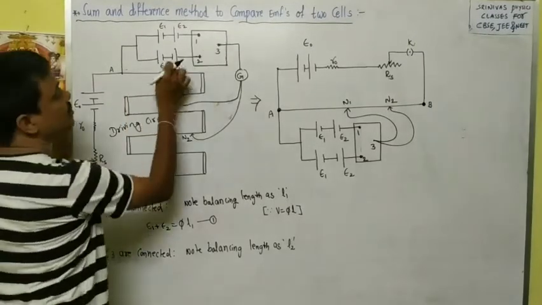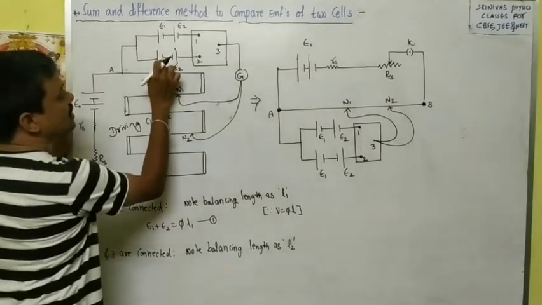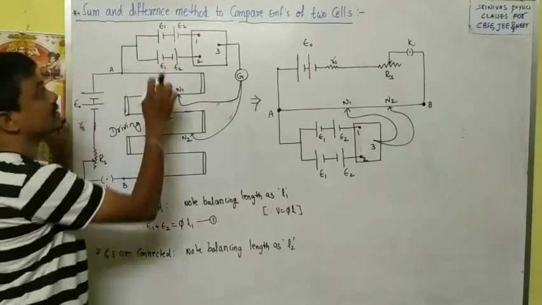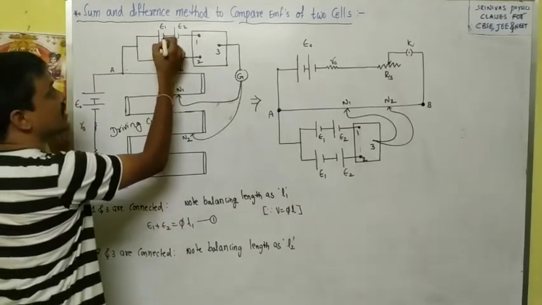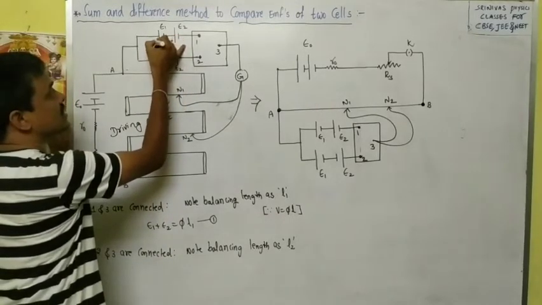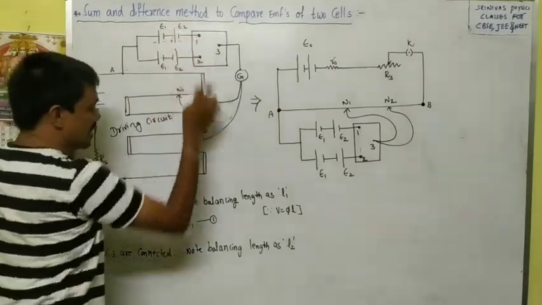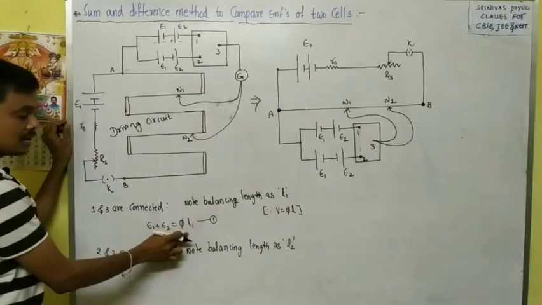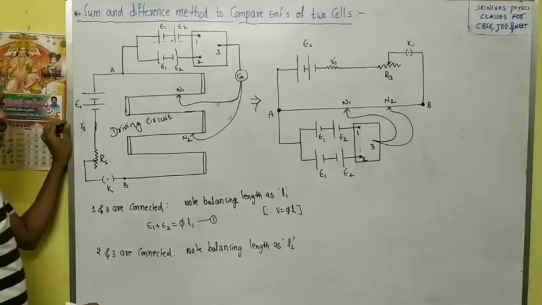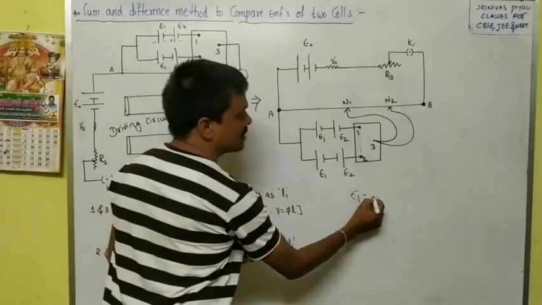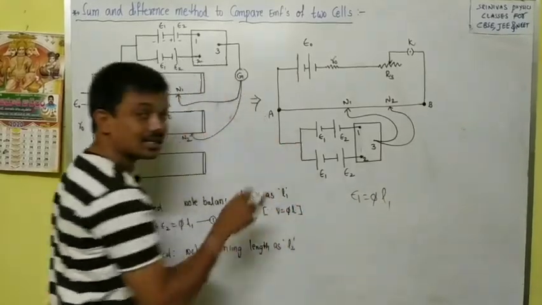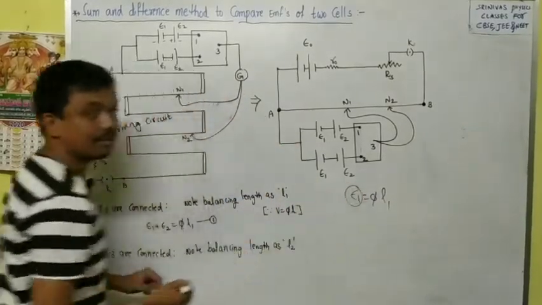Now what is the effective EMF? With 2 and 3 connected, these two cells are in series but with the wrong connection. Right connection in series is when the negative terminal is connected to the positive terminal of the next cell. Then the effective EMF here is E1 plus E2, balancing length L1. Then E1 plus E2 equals phi L1. Previously we got E1 equals phi L1, but only one cell was there. But here two cells are there. That's why E1 plus E2.